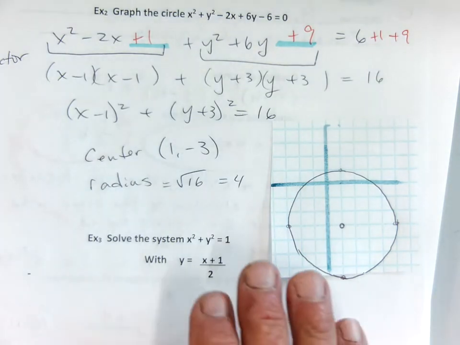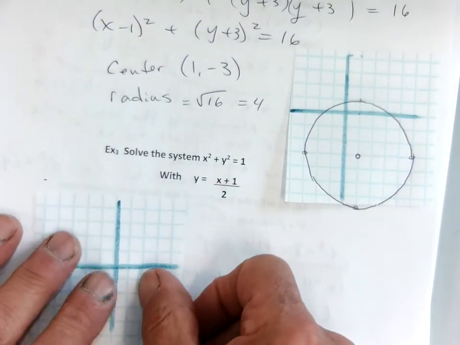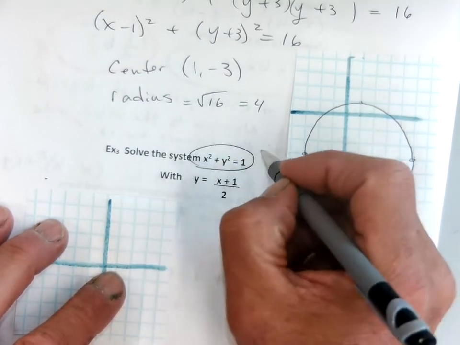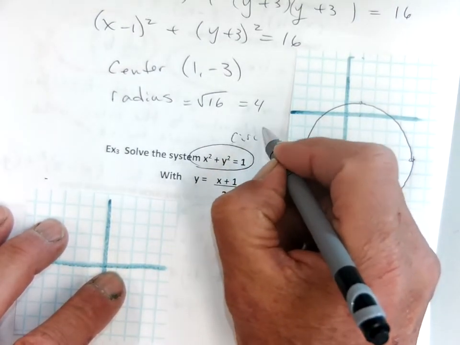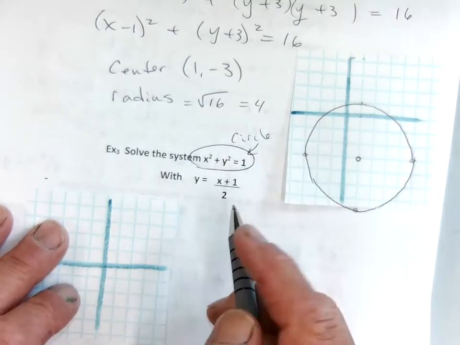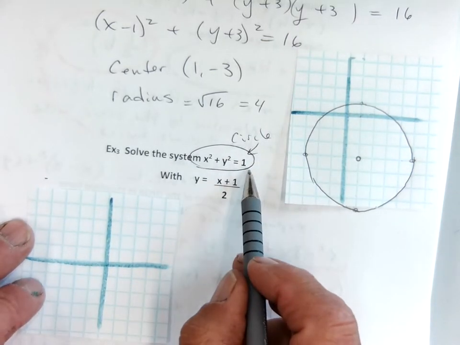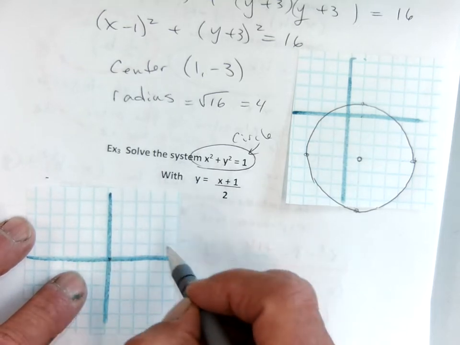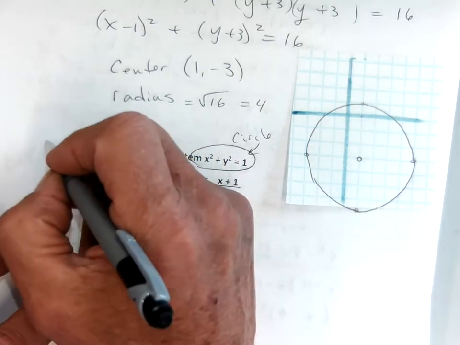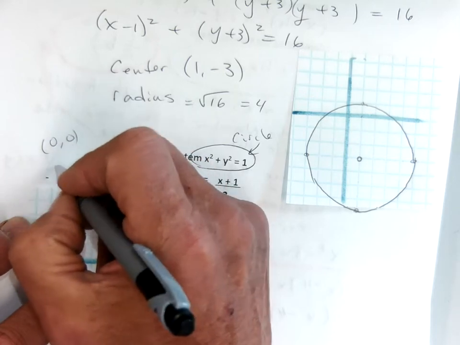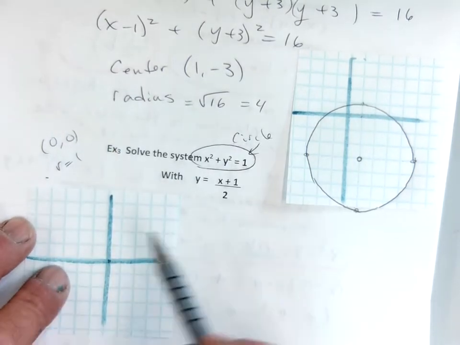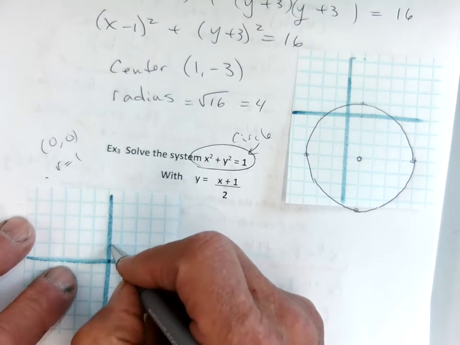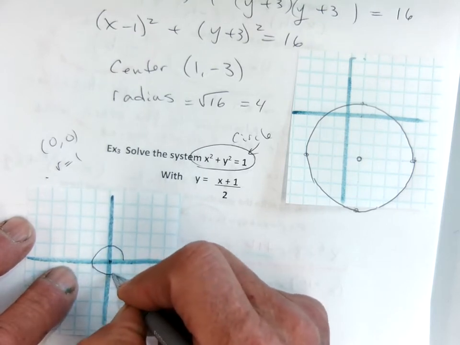Okay, in example 3, first let's get a visual of what's going on. So this is a circle, right? Do you agree with that? X squared plus y squared equals 1. The center is at 0, 0, and it has a radius of 1. So my center is 0, 0, and my radius is 1. Everybody agree with that? Center is 0, 0. So it looks something like this. Okay?